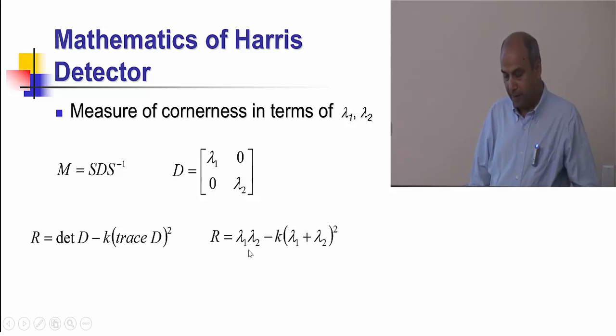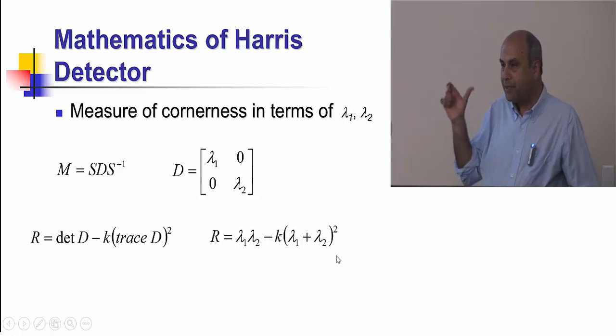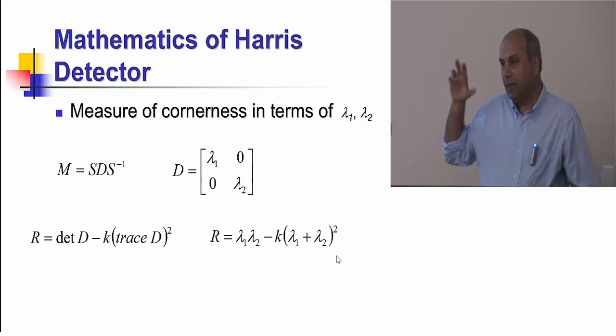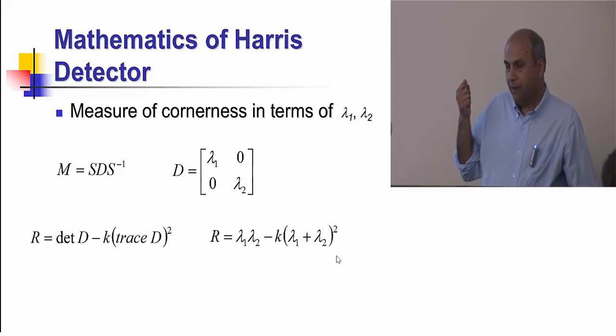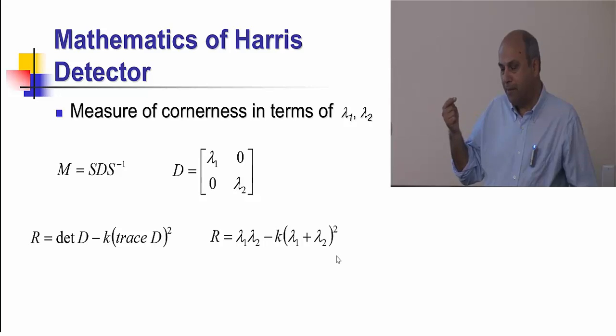So we can actually write that: it's lambda 1 lambda 2 minus k times the sum, lambda 1 plus lambda 2, squared. So that is R. That's a measure. We are going to apply a threshold on it to determine whether it's a corner or not. And these lambda 1, lambda 2 are the eigenvalues of the M matrix.